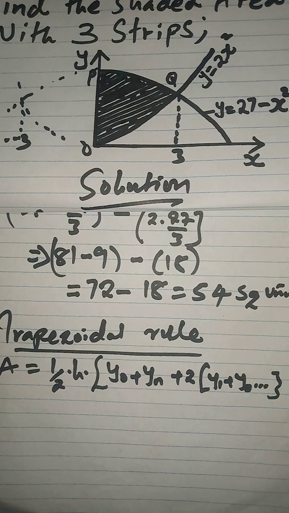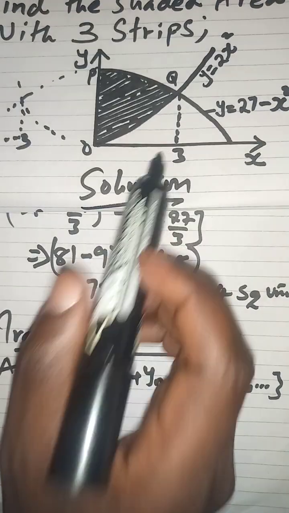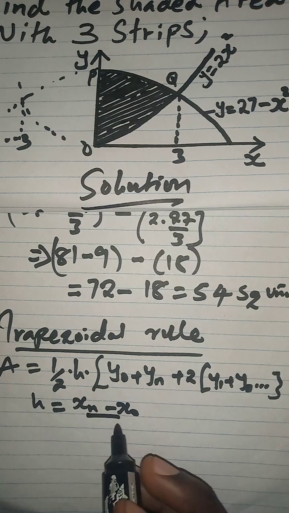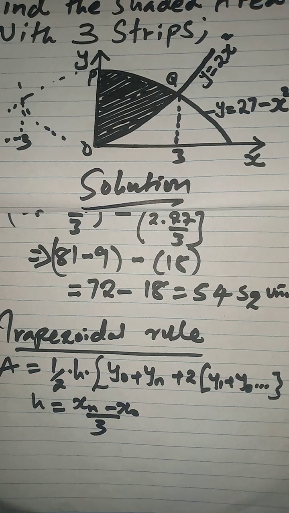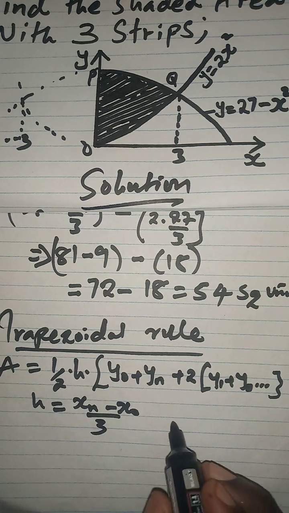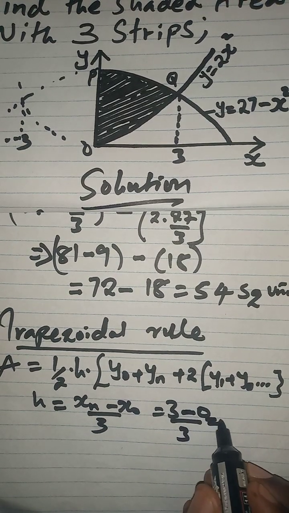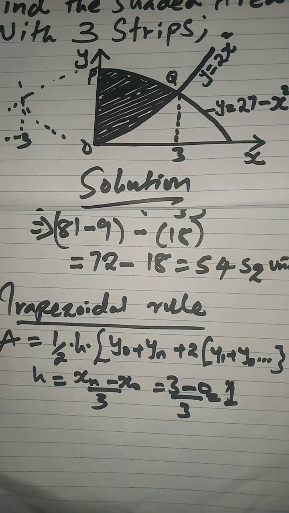Like that. But for me to get h, I'm gonna take the boundary, that is xn minus x naught, divide by the number of strips. Since I have 3 strips there, that means 3 minus 0, divide by 3. Of course, the value of h goes without saying that it is 1.